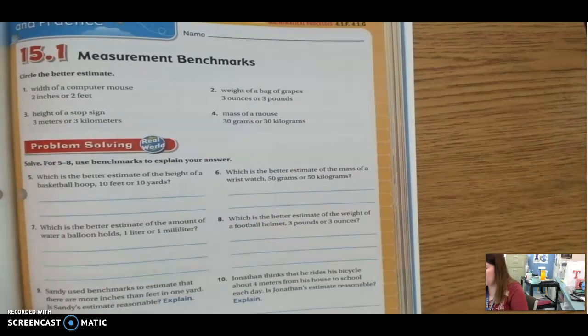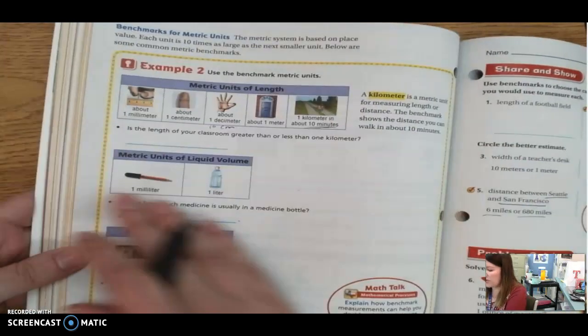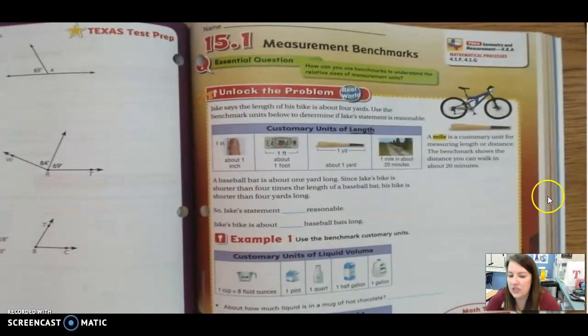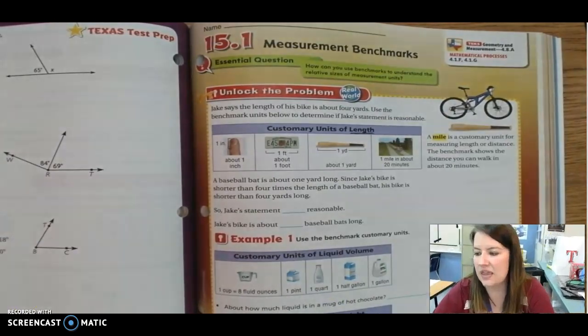Okay, so I'm going to put these for you where you can see them and you can use them on your questions. But what I need you to do today is just think, what is reasonable? Use your common sense and make a decision based off what you know.